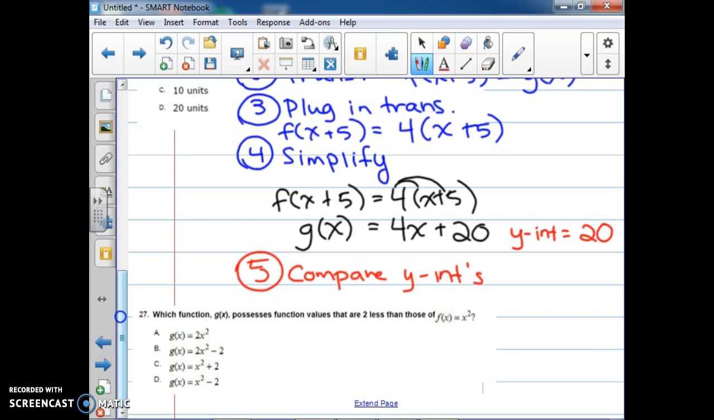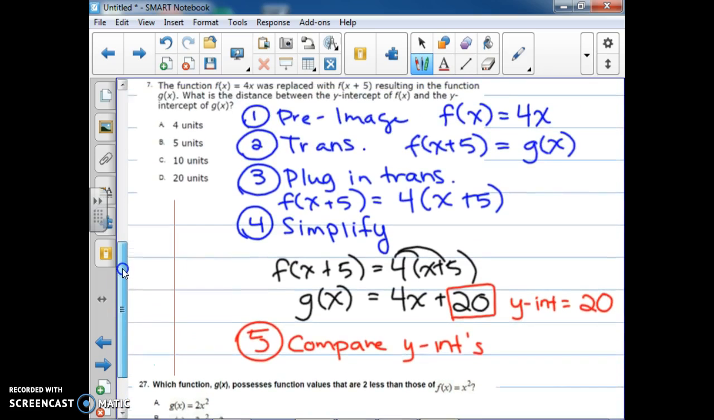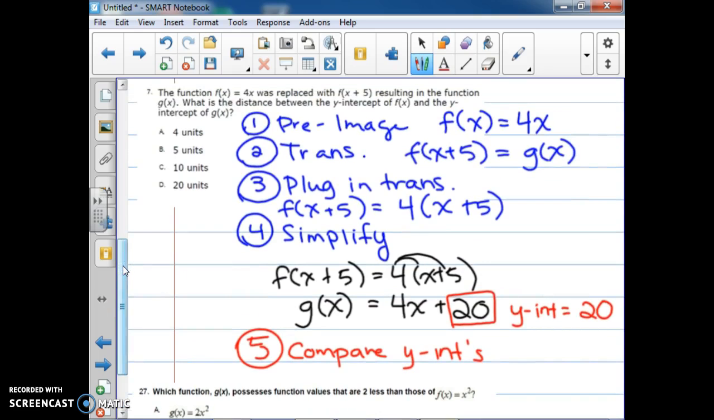It is 20. Now, what is the y-intercept of f of x? It is 0, because you don't have a plus or minus number here. So you have to assume it is 0. Alright, so what is the distance between 0 and 20? It is 20 units.